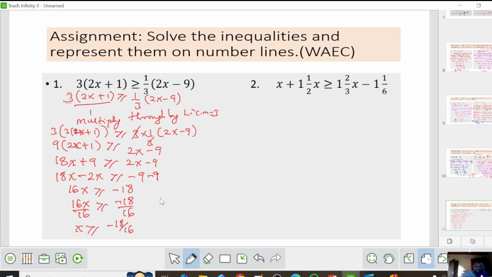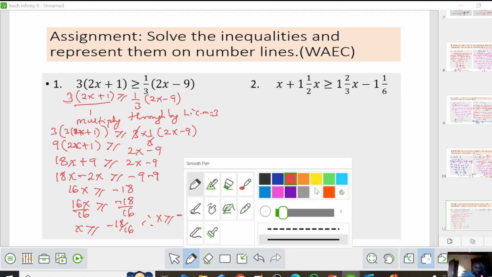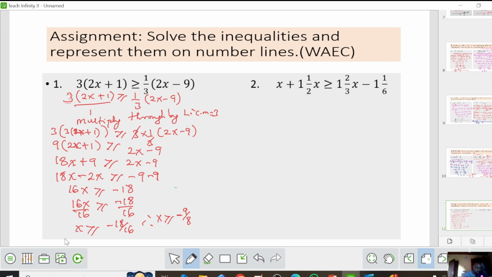So I can write that therefore x is greater than or equal to minus 9 over 8, which is about minus 1 point something. So I can represent it on the number line. Just put the 0. Let's assume it's a negative number. I put my minus 9 over 8 here. Then shade it. Greater than, you come to the right and you represent it like this. So that's how to represent it on the number line.